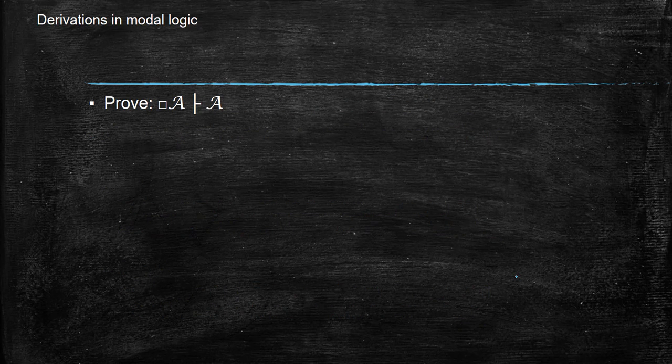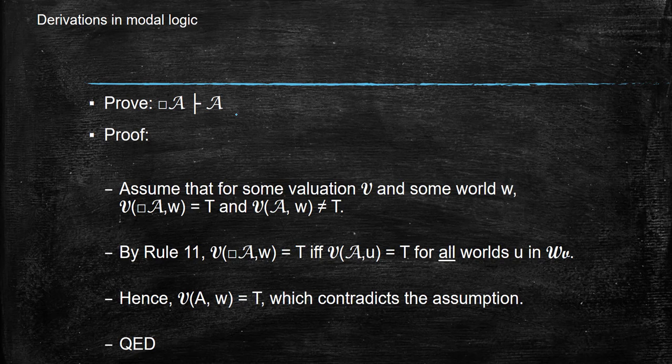So how do we prove in semantic terms that box A, necessarily A, implies A? Well, it's a little cumbersome, but it goes like this.